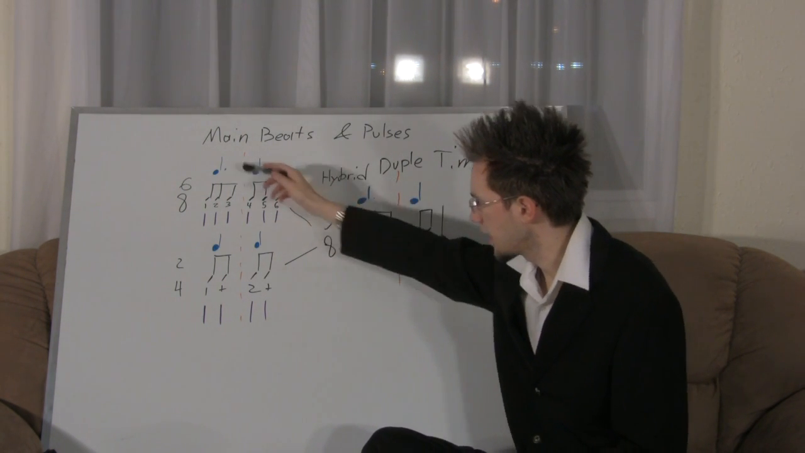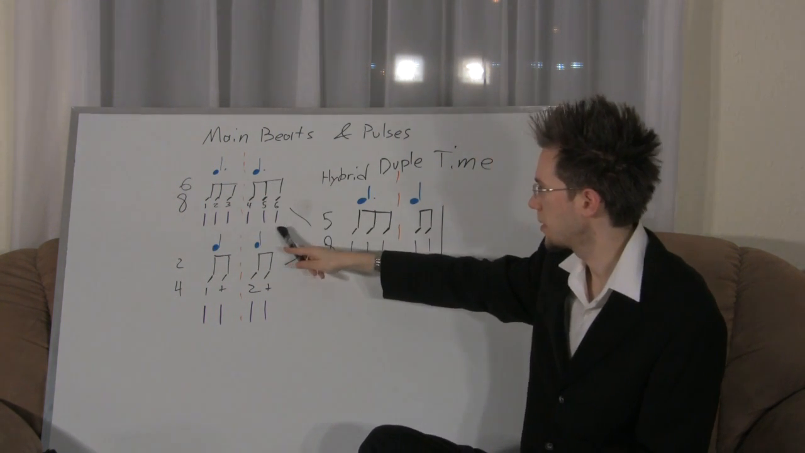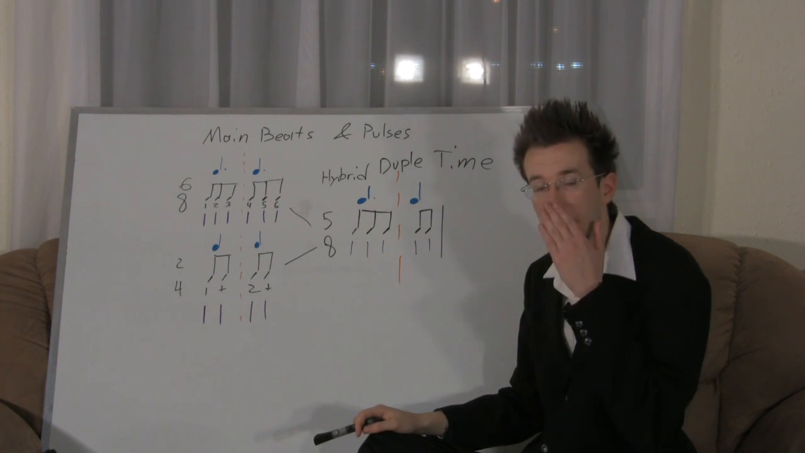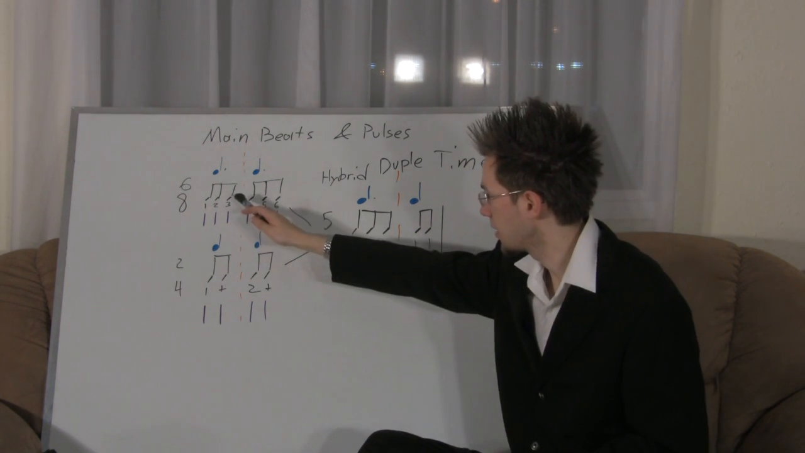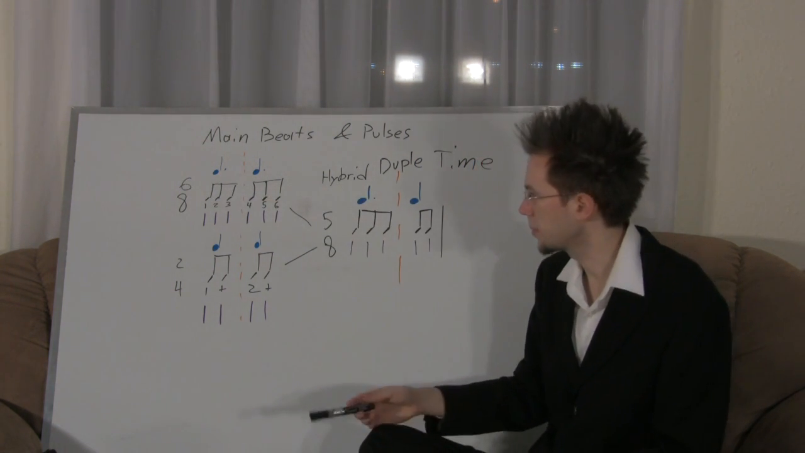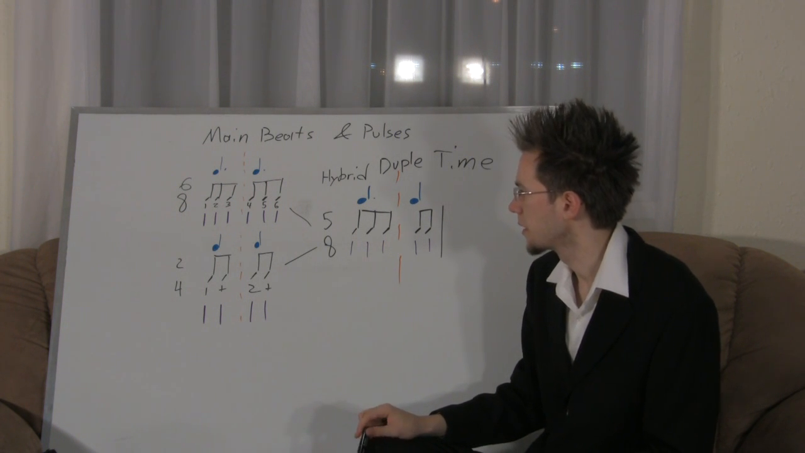So this is the main beat, that's a main beat. And so this is the main beat rhythm, this is the pulse rhythm, and then these are the notes that I have written in, okay? Now, I could actually take some of these notes out and make that a dotted and make that a 16th note and alter the rhythm a little bit, but the pulses are still gonna be the same. It's still six pulses, okay?